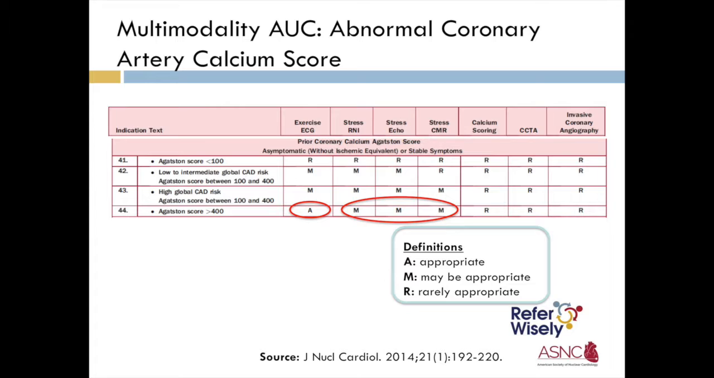And here we can see a patient with an Agatston score of greater than 400. The appropriate category is exercise ECG, and in the maybe appropriate category are the other imaging modalities, so stress SPECT imaging, stress echocardiography, and stress CMR.